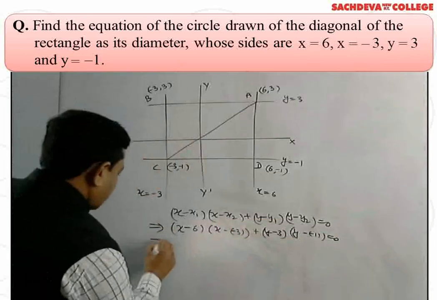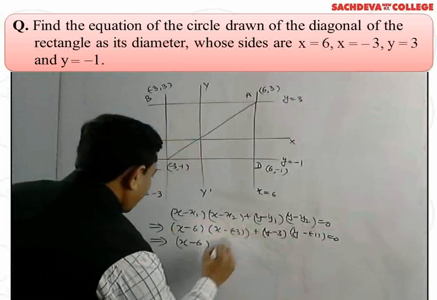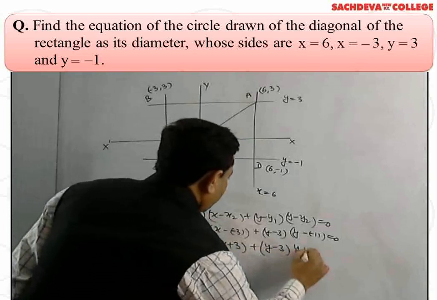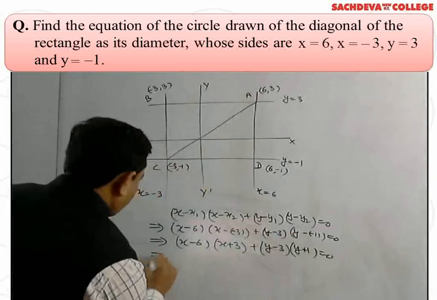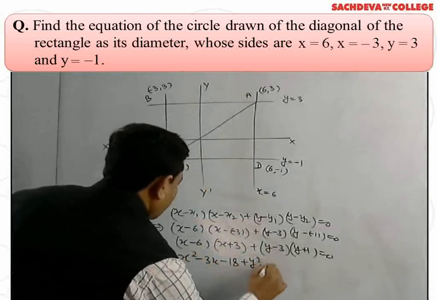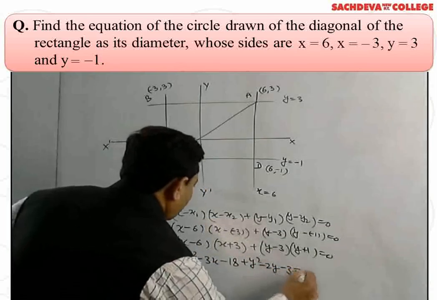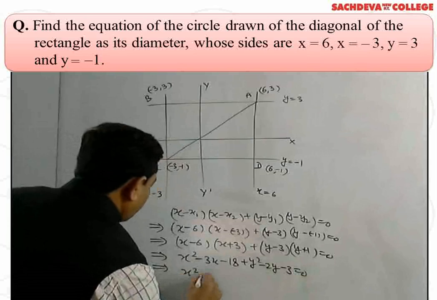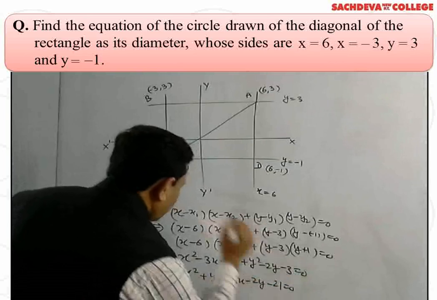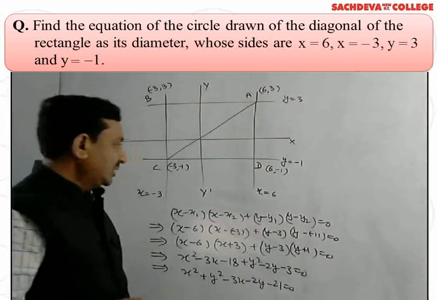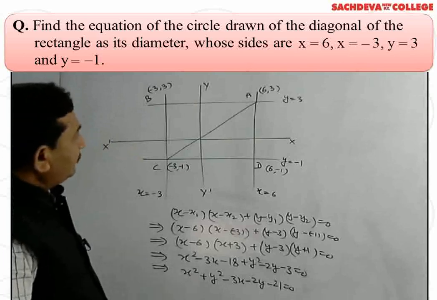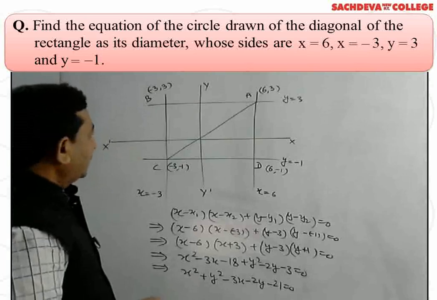So this will be equal to (x minus 6) into (x plus 3) plus (y minus 3) into (y plus 1) is equal to 0, or x squared minus 3x minus 18 plus y squared minus 2y minus 3 is equal to 0, or x squared plus y squared minus 3x minus 2y minus 21 is equal to 0 is the required equation of the circle taking AC as diameter. Similarly, BD is also a diagonal, or we can also find the equation of the circle taking BD as diameter.